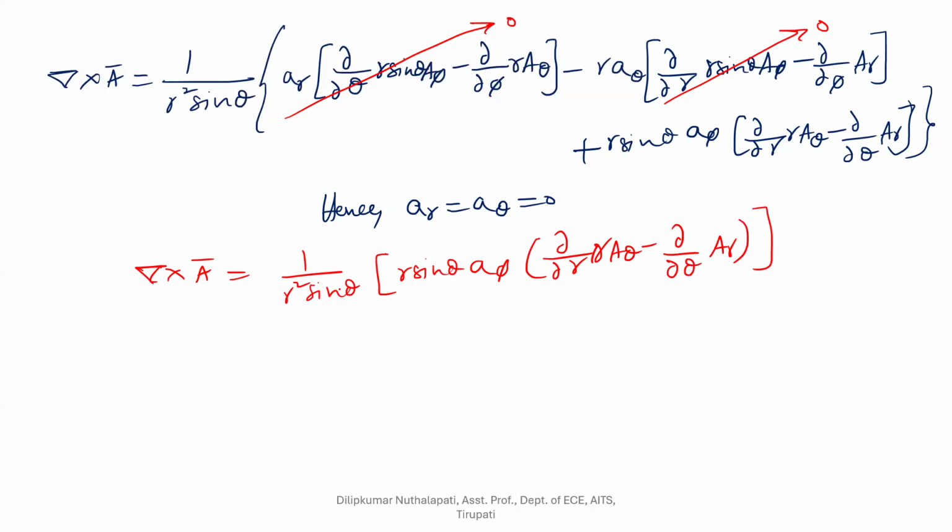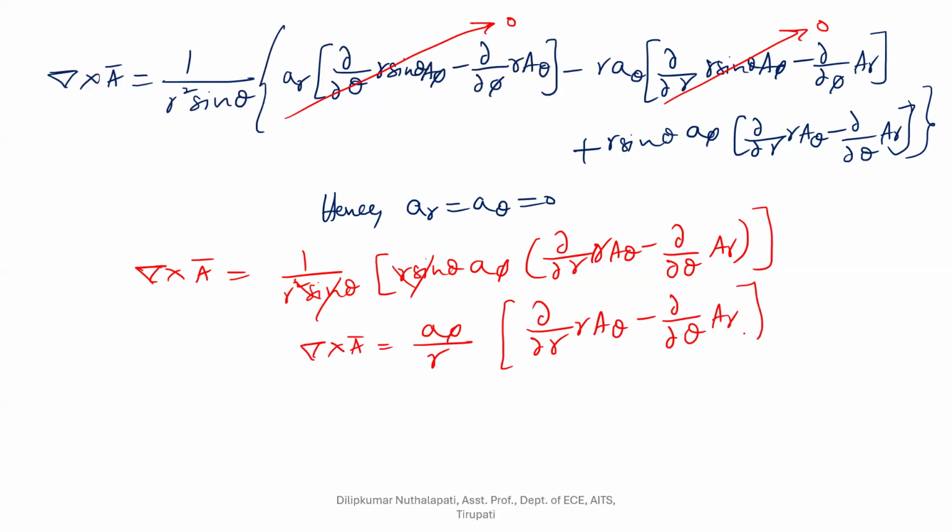Here, some terms are cancelled: sine theta cancels, and one r is also cancelled. So then we get the value of del cross A bar equal to a phi by r into dou by dou r into r A theta minus dou by dou theta into Ar. This is the final expression obtained for del cross A bar.